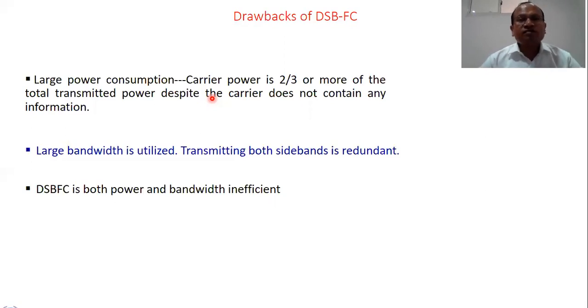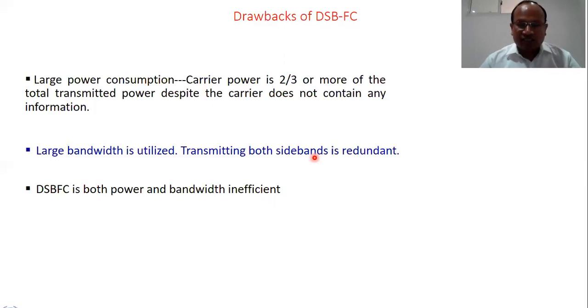Why? Because the carrier does not carry any information, but we are transmitting it, though we know that it does not carry any message signal. So therefore, the power consumption is unnecessarily more in the case of DSB-FC. Large bandwidth is utilized since we are sending the carrier and both the sidebands. So the bandwidth required will be double of what is actually required when we send a single sideband. Transmitting both the sidebands is redundant.